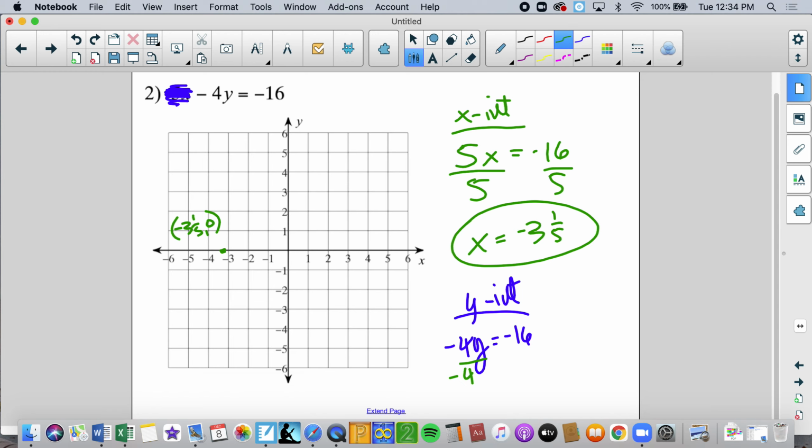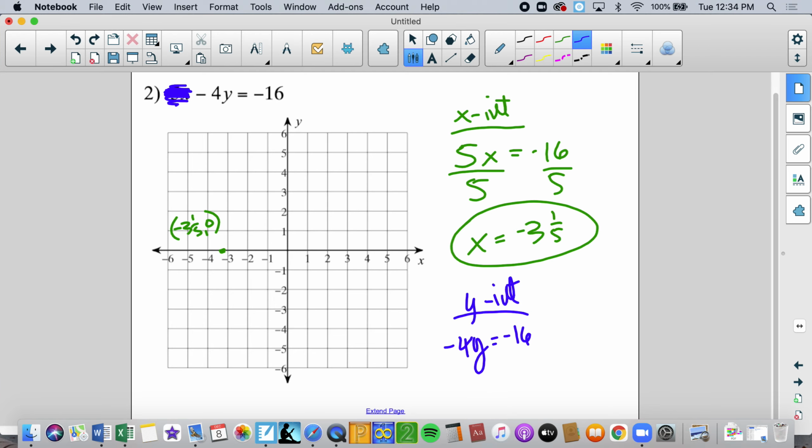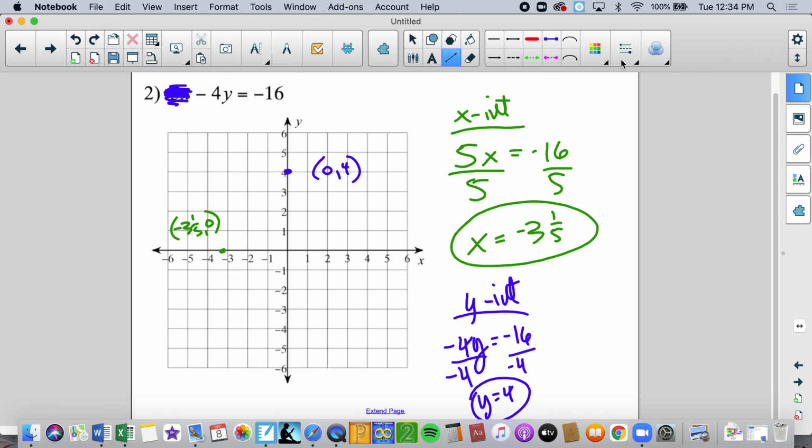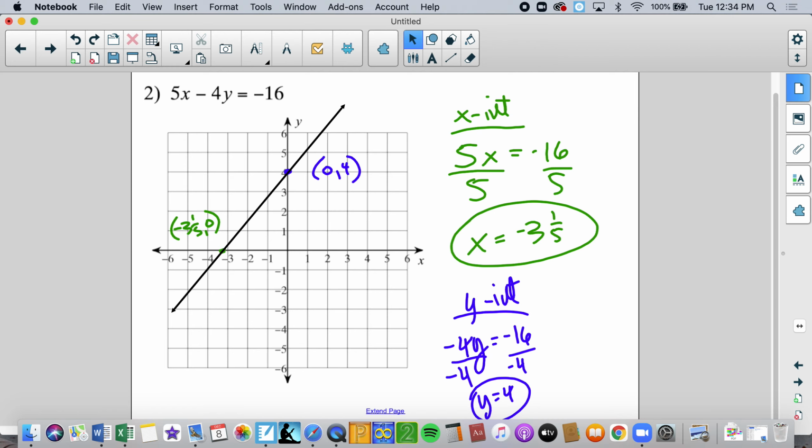And you divide by negative 4. I don't want it in green. I still want it in blue. Divide by negative 4. Divide by negative 4. You get y equals positive 4. That's my y-intercept. So you have 0, 4. Now you're going to make a line with arrows. Excellent. You're going to connect those two dots. Make sure that you have labeled your 2 points and that your line has arrows on it. Good. So that would be number 2.